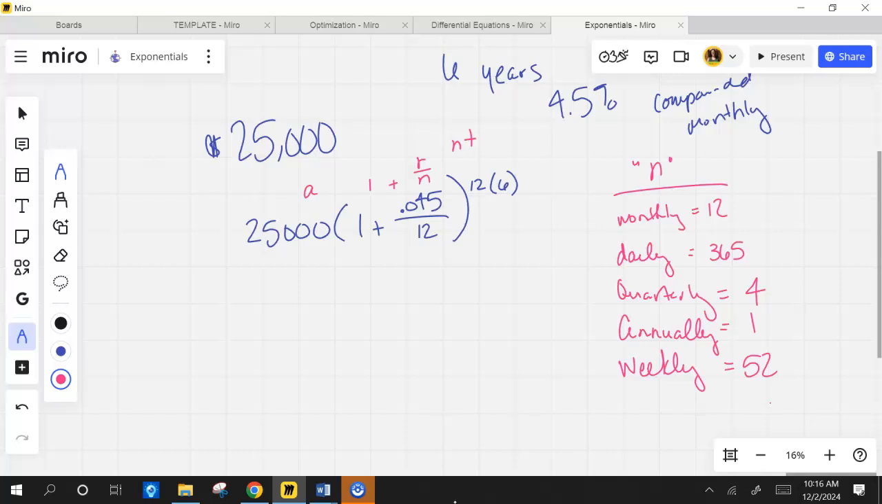What else could it be? Semi-annually, 2. I'm trying to think of any words you might encounter. What is it, Grayson?